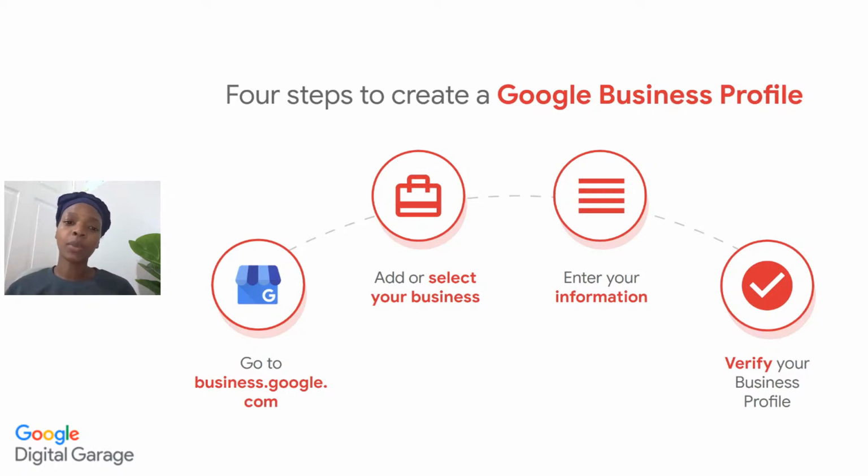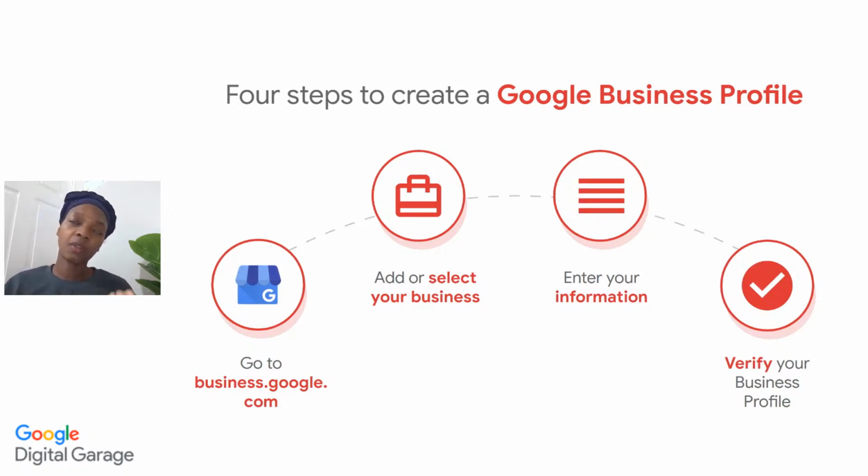Sometimes when we say select your business, it could be that if you ran a search for your business, a Google Business Profile actually exists and there is an option to claim the business. For some reason, there is a presence there, but you just need to associate yourself with it. Enter your information and then finally verify your business or your listing. This is an opportunity for you to select the method that you want to use.